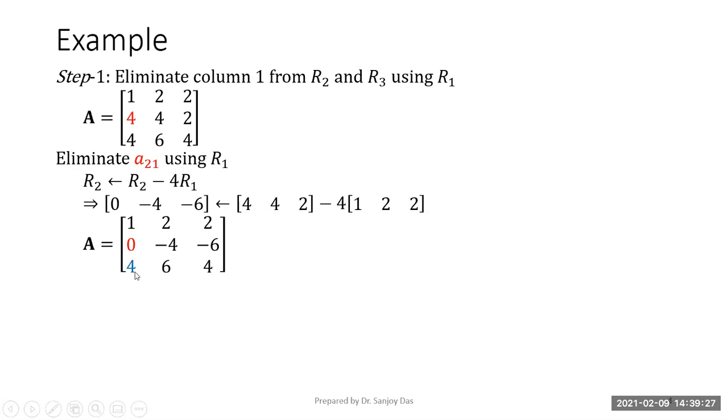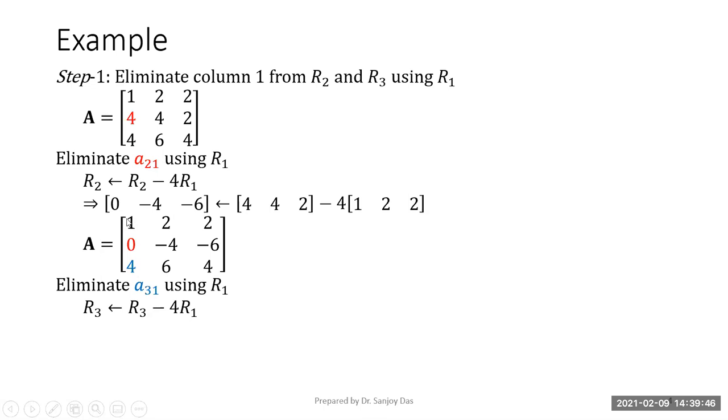Now let's focus on this 4 here. How do I eliminate this? Again, I have to use row 1 because I'm in step 1. And how do I eliminate this? I do this operation. I have to make this 0, right?